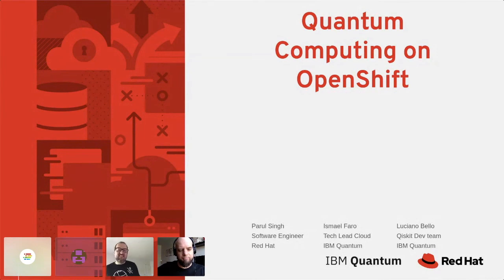So yeah, I am a software engineer at Red Hat, and today we are going to talk about quantum computing on OpenShift. With me, you have Ismael and Luciano from IBM. Why don't you introduce yourself? Hello, people. I am Ismael Faro. I am the technical lead in the cloud and software part of IBM Research. Hello, I'm Luciano. I'm a senior developer in Qiskit, our quantum SDK at IBM.